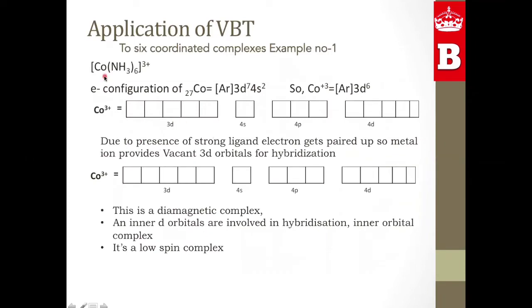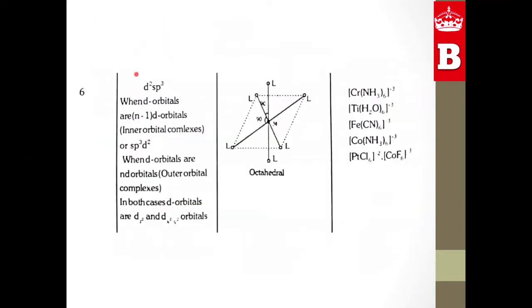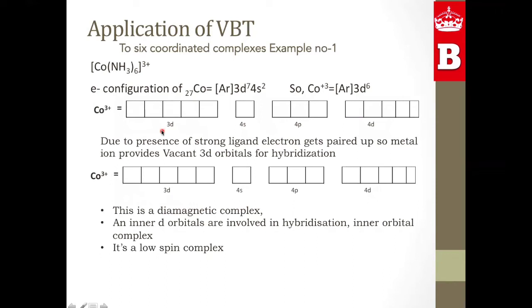Let's consider one example, a 6 coordinated complex of cobalt. Cobalt has 6 NH3 groups. Due to the presence of 6 NH3 groups, it should provide 6 vacant orbitals. That is the first condition. If it is 6, it means octahedral, and if it is octahedral, we already know that it can be either d2sp3 or sp3d2. So if there are 6 ligands, that means d2sp3 or sp3d2. Here it is cobalt 3+.